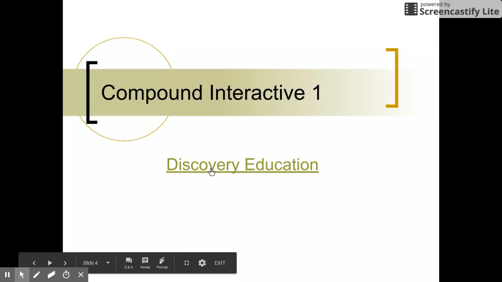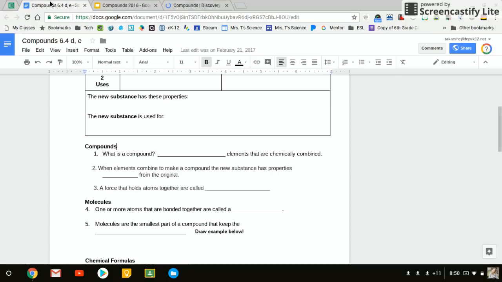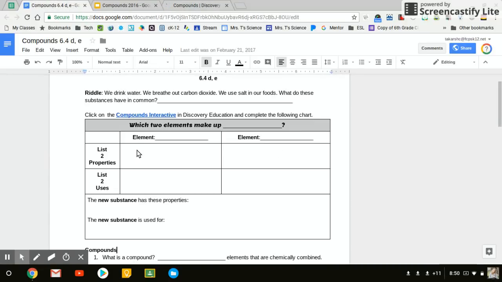Okay, it's time for the very first compound interactive. What you'll do is get in Discovery Education. It'll take a second to load in. You'll need to click on this on your Google Classroom. Now, as this is loading, we're going to be referring to this section right here, the Compounds Interactive.